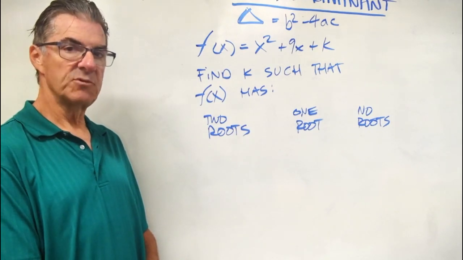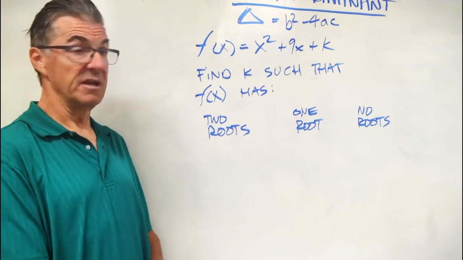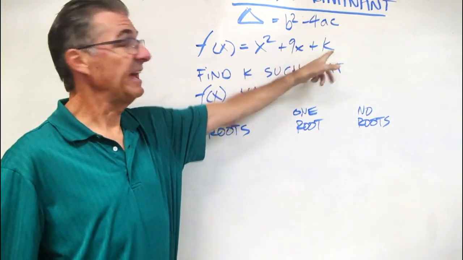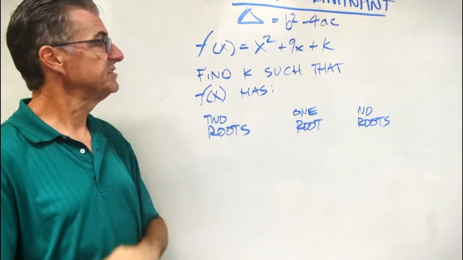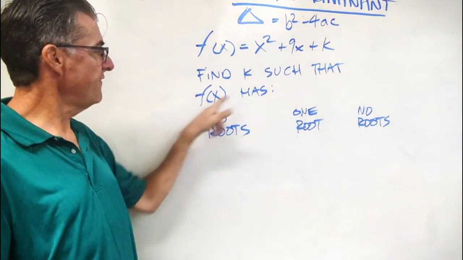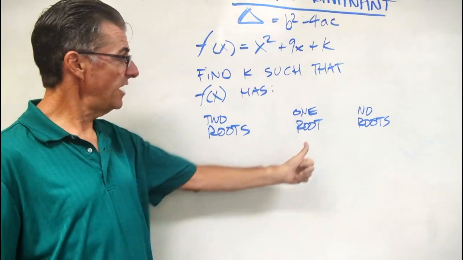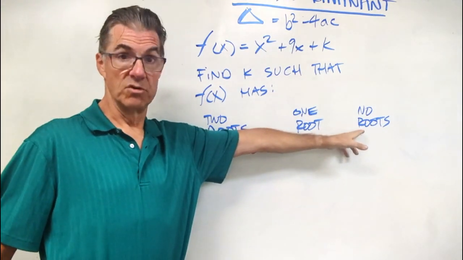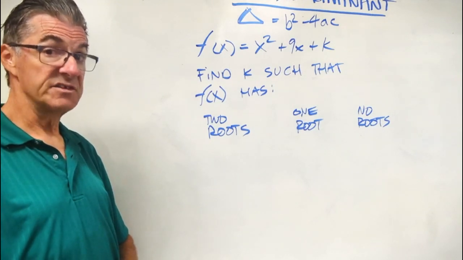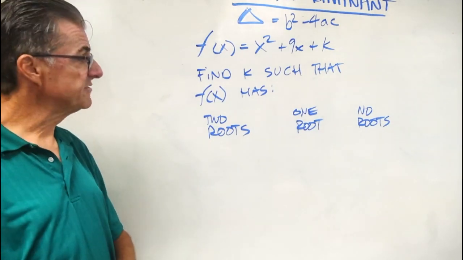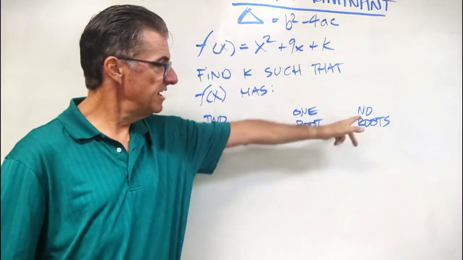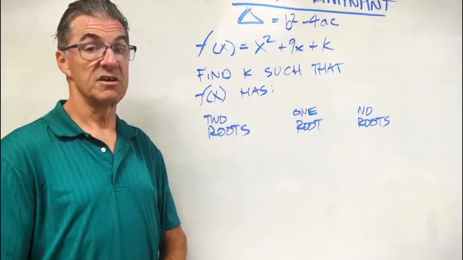All right, here's an IB type question dealing with the discriminant. So we have this function, x squared plus 9x plus k. So we don't know what our constant is. So here's the question. Find k such that f of x has two roots, has one root, and has no roots. So there's a critical thinking step necessary to get started on this problem. Pause the video, think about this for a minute. If you figure that out, go ahead and find the value of k that satisfies these three conditions.